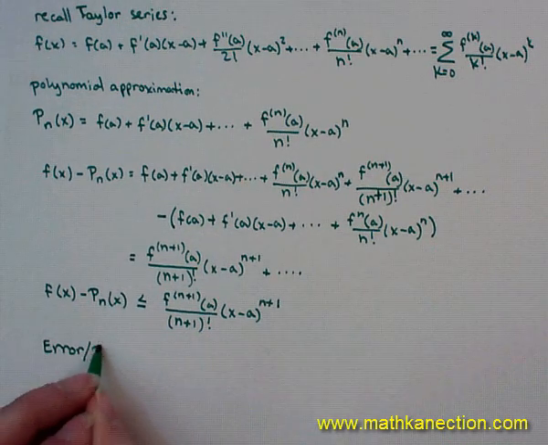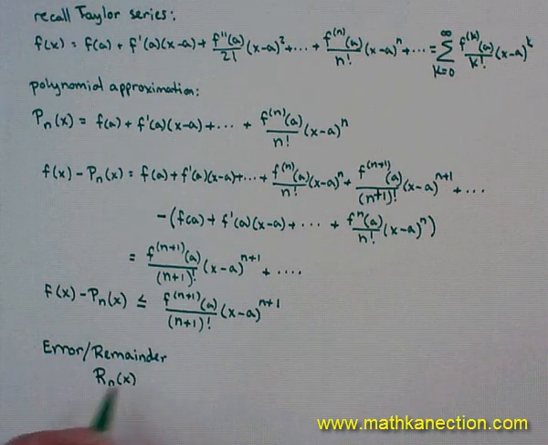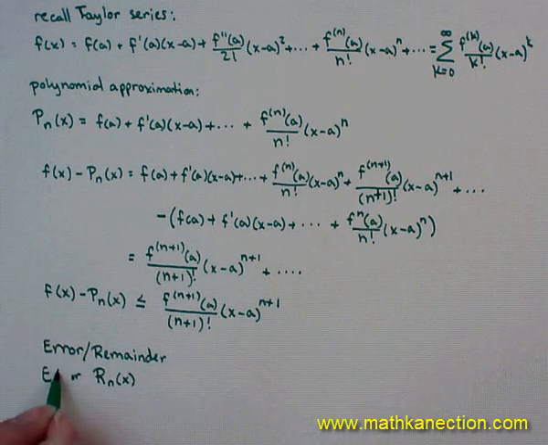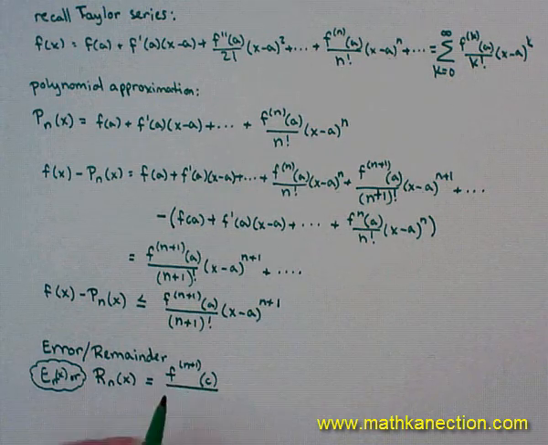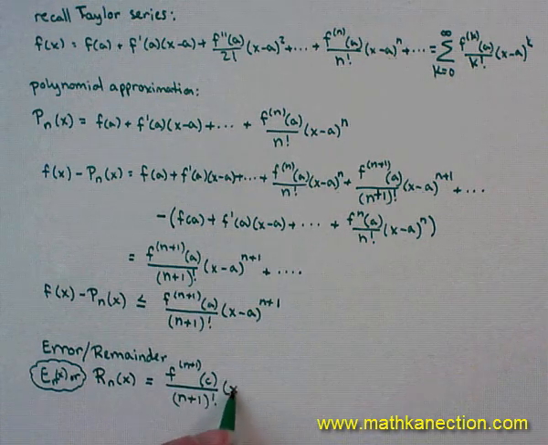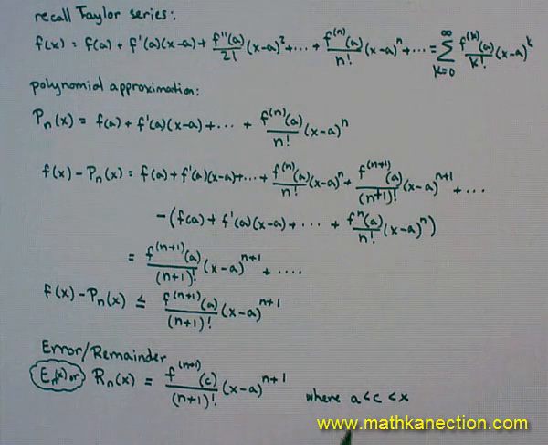So this is called the remainder, or the error, by which the approximation differs from the actual function. It's the remainder, written as r sub n of x, the n plus 1 derivative of f at c over n plus 1 factorial multiplied by x minus a to the n plus 1, where c is some number between x and a.